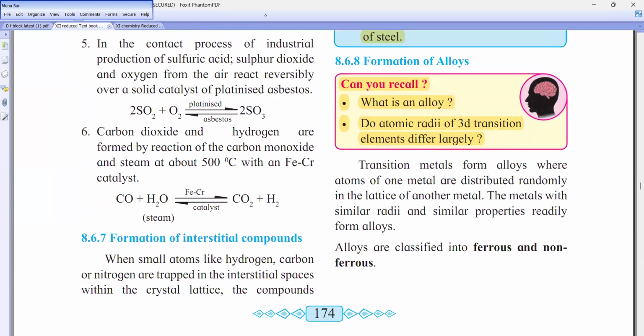Anyways, then beta, in 10th standard you have studied the preparation of sulfuric acid. What catalyst are we using here? Platinized asbestos. You have to remember the name.